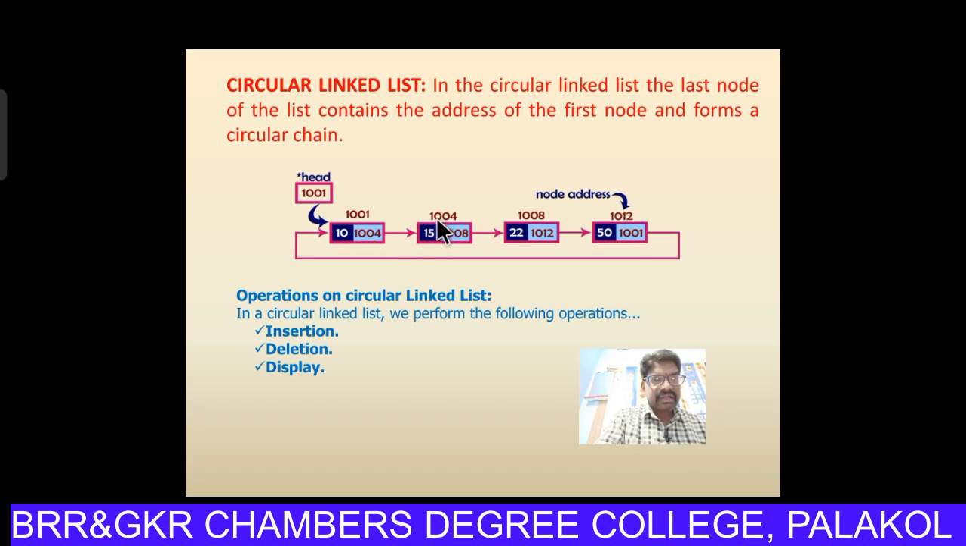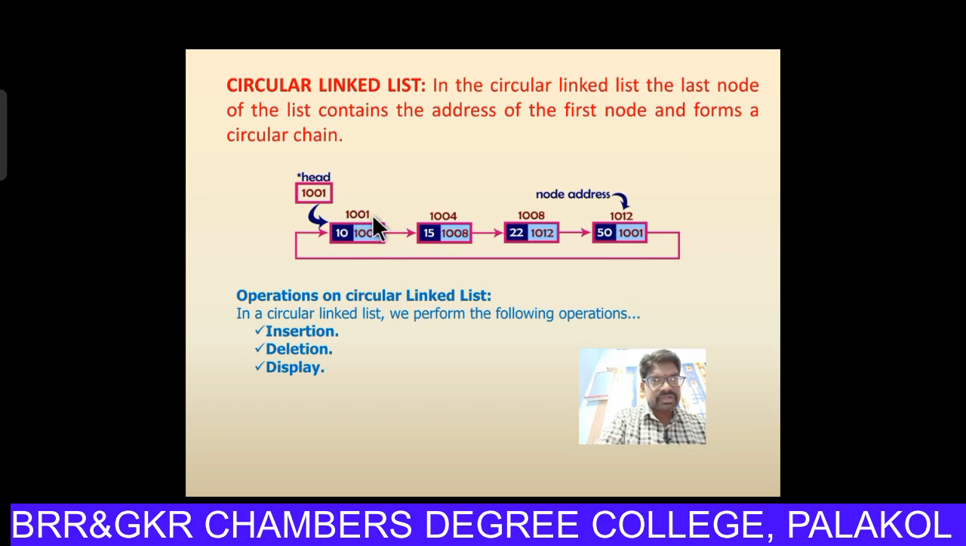The address of the second node, that is 1004, is stored in the first node. The address of the third node, 1008, is stored in the second node. The address of 1002 is stored in the third node. So actually we have to end this linked list. If you are storing a null value, this is the null. But in a circular linked list, the last node contains the address of the first node. The last node address field contains the address of the first node.